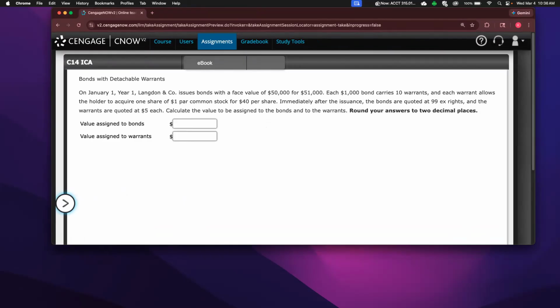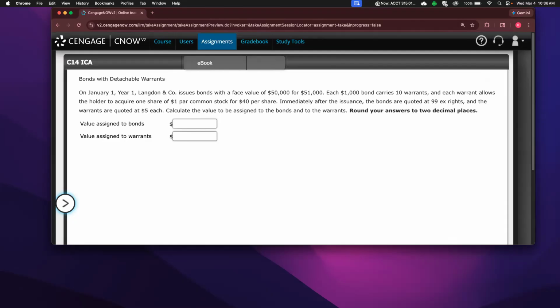Okay, on January 1st, year one, Langdon & Co. issues bonds with a face value of 50,000 for 51,000. Each $1,000 bond carries 10 warrants, and each warrant allows the holder to acquire one share of $1 par common stock for $40 per share. Immediately after the issuance, the bonds are quoted at 99x rights, and the warrants are quoted at $5 each. Calculate the value to be assigned to the bonds and to the warrants. Round your answers to 2 decimal places.